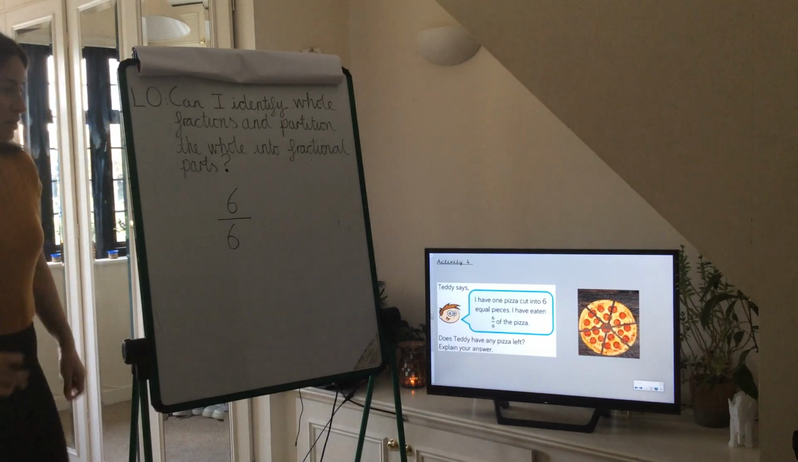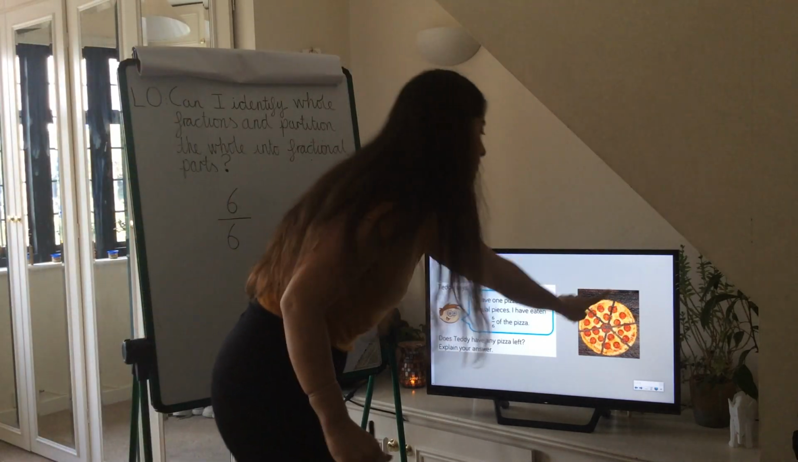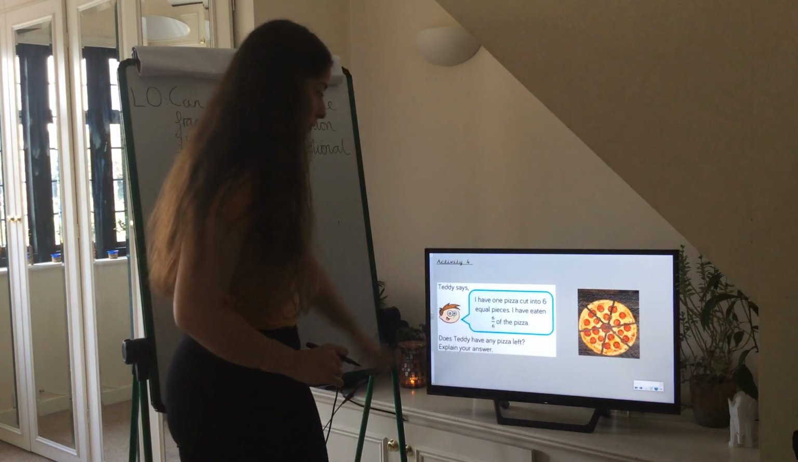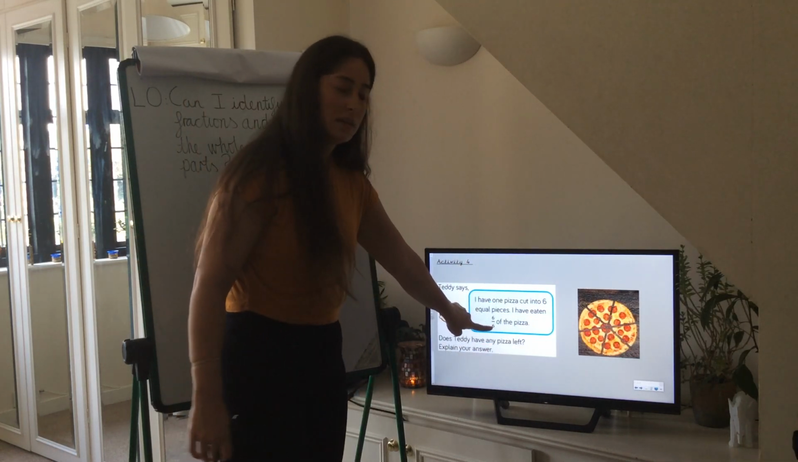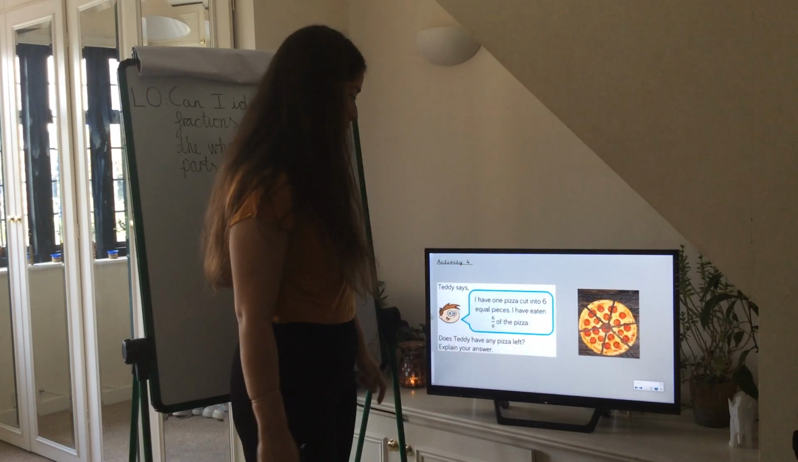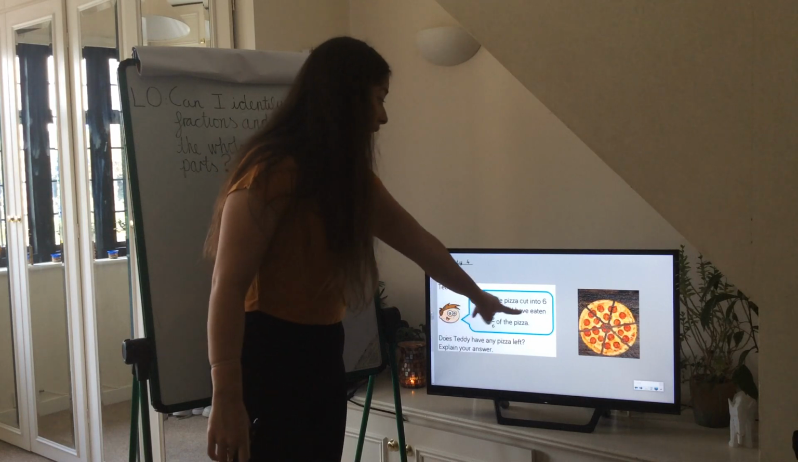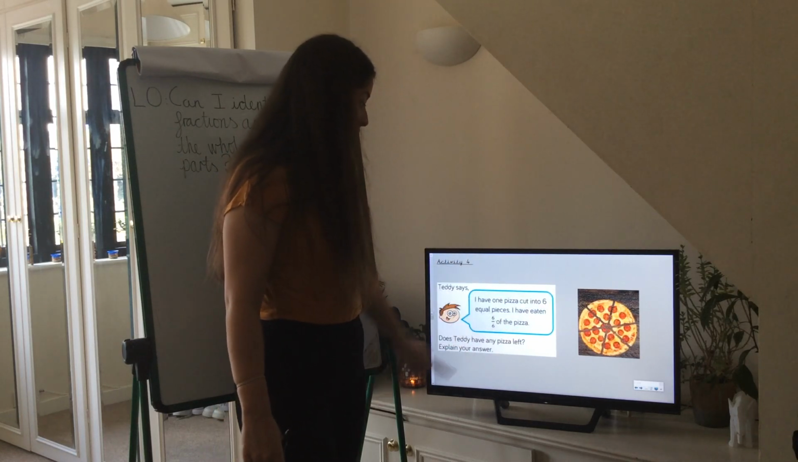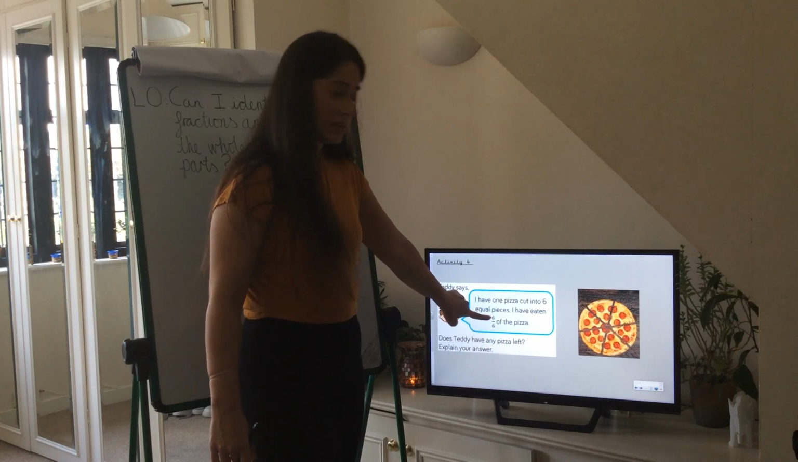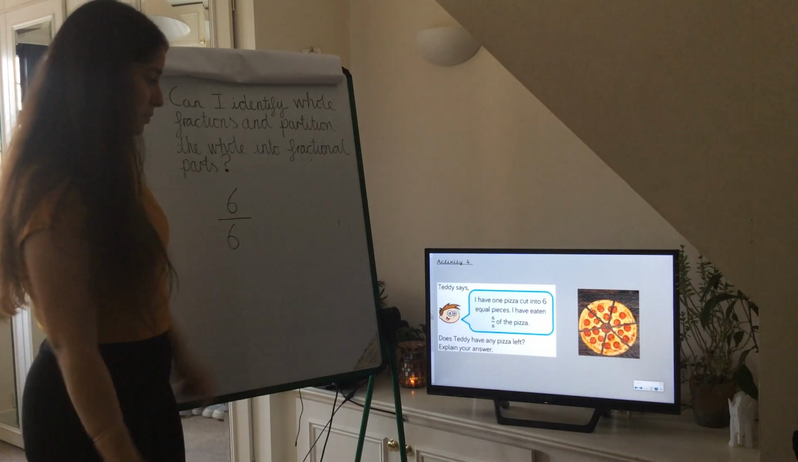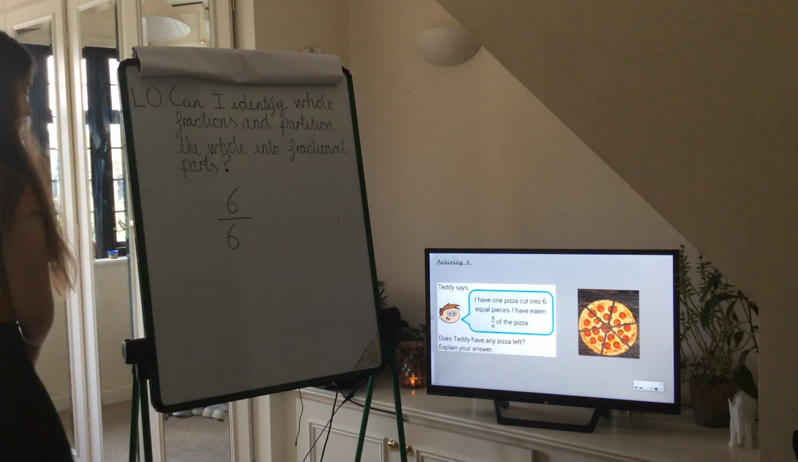Okay, so let's talk about this question. You can see that there's a pizza that Teddy has that's cut into 6 equal pieces. We know that the denominator represents the number of parts that make up the whole. 6 parts make up the whole. It says, I have eaten 6/6 of the pizza. So how many parts of the pizza has Teddy eaten? All 6 parts. So does Teddy have any pizza left? Explain your answer.